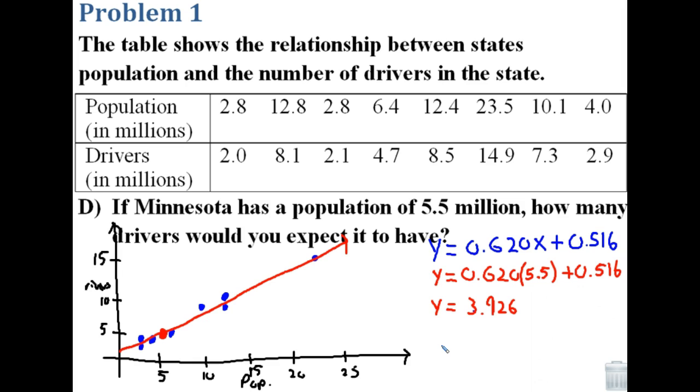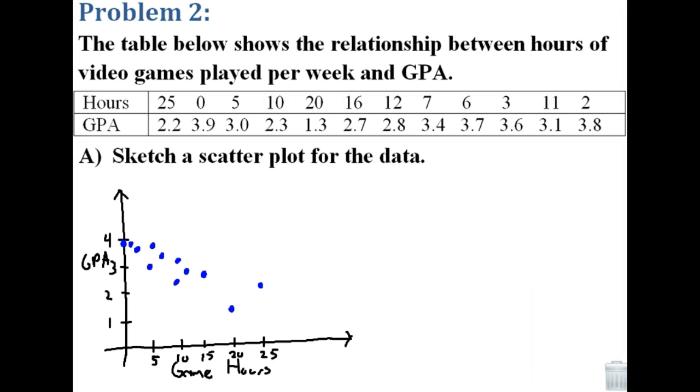Problem 2 is another situation where we can make a scatter plot. Why don't you take a few minutes here, pause the video, work your way through that example, and then hit play to check answers. All right, let's go through the answers here quickly. Problem 2, we have the relationship between video gaming hours per week and GPA. Sketch a scatter plot for the data. Again, we'd expect the hours of gaming you do a week to determine what your GPA is going to be. And then we have our rough sketch here.